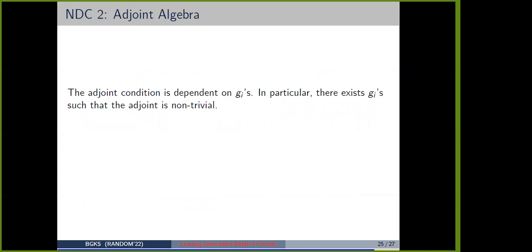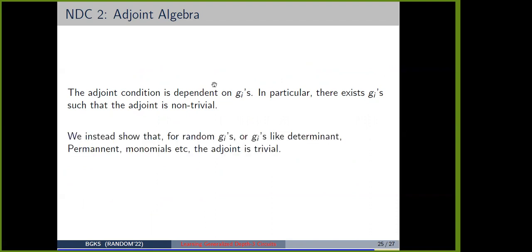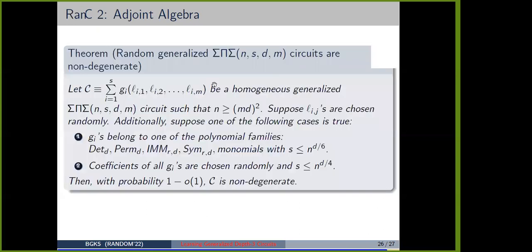For adjoint condition 2, note that we have to use Gi because they depend. There exist Gi's in which the adjoint is non-trivial, even if you choose Li's randomly. So here we show that if you choose Gi's randomly, or Gi's are some interesting polynomial families that we care about, like determinant, permanent, monomials. For all those cases, the adjoint is in fact trivial, and that's the main result we show.